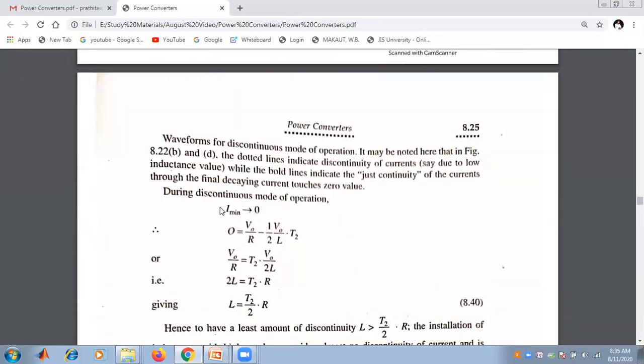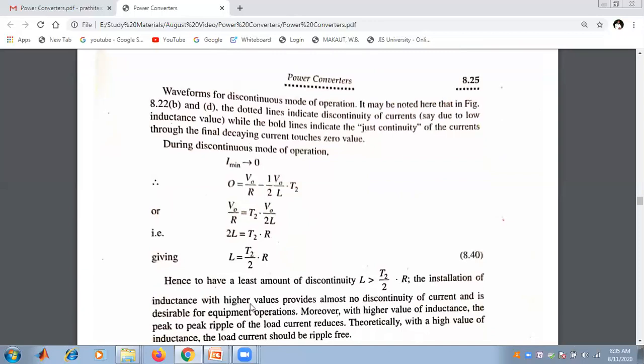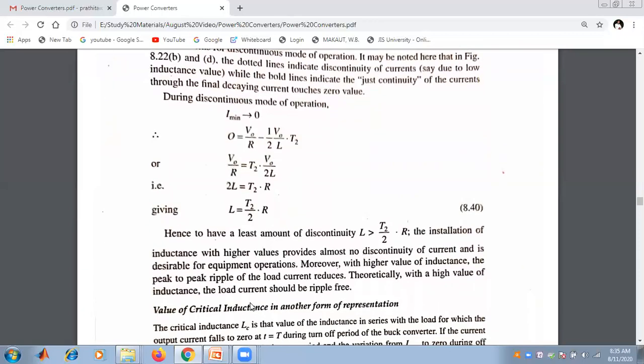So for the discontinuous mode of operation, the I minimum value of the current goes to zero. If I equate that I minimum value with 0, we will find the value of the inductor, that is L equal to T2 by 2R. Hence, to have the least amount of discontinuity, the value of inductance must be greater than T2 by 2R. The installation of inductance with higher values provides almost no discontinuity of current and is desirable for equipment operations.